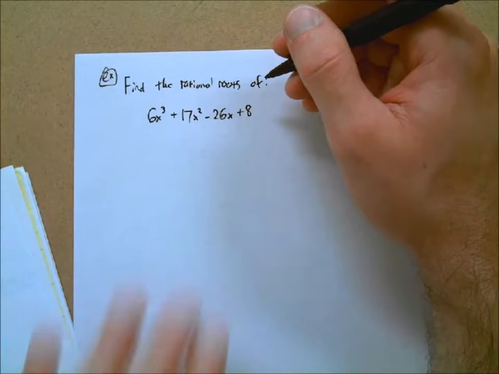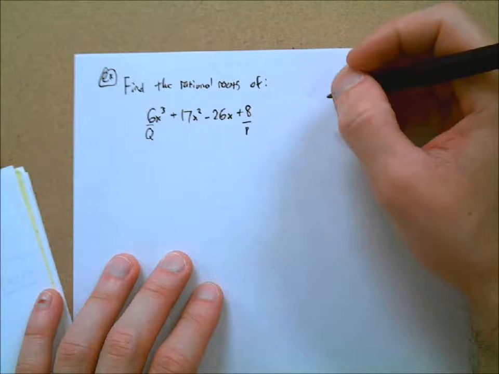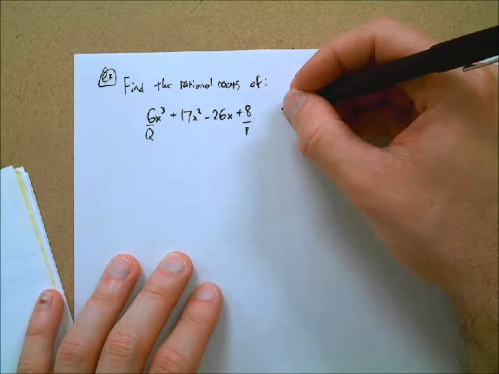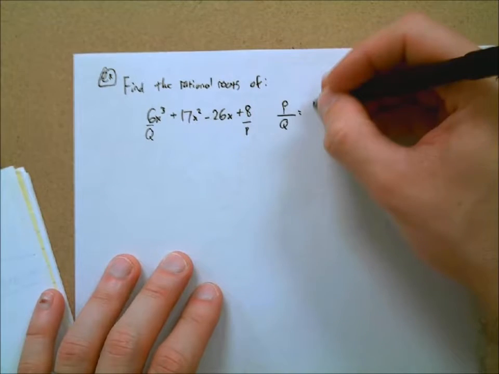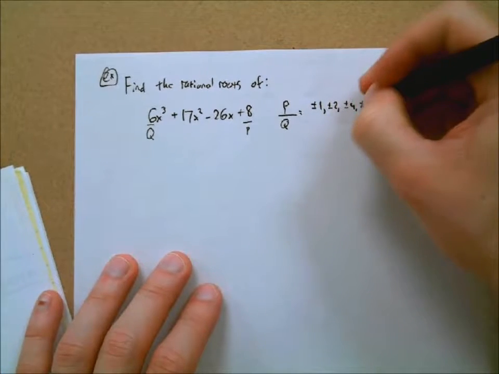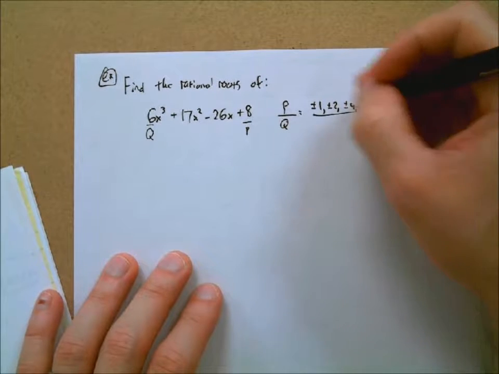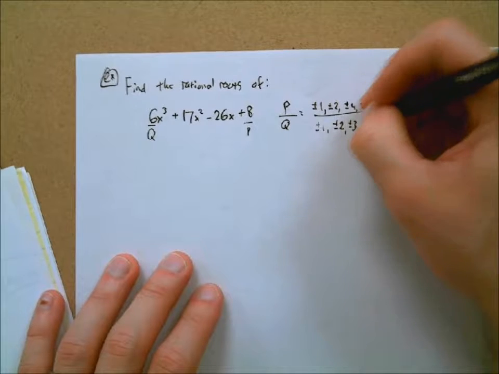So 8 is our p, right? 6 is our q. So we're going to have to use that. Again, the factors will be in the form p over q. So it'll be plus or minus 1, 2, 4, and 8 for the factors of p, and for the factors of q, 1, 2, 3, and 6.